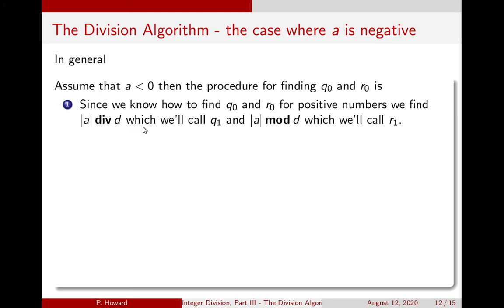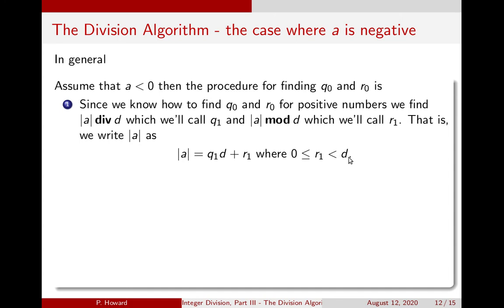The quotient and remainder when you divide the absolute value of a by d. Sorry, we're finding absolute a div d and absolute a mod d. And we're calling them Q1 and R1. So this we know how to do. You can write the absolute value of a as a quotient times d plus a remainder, where the remainder is in the right range, greater than or equal to 0 and less than d.